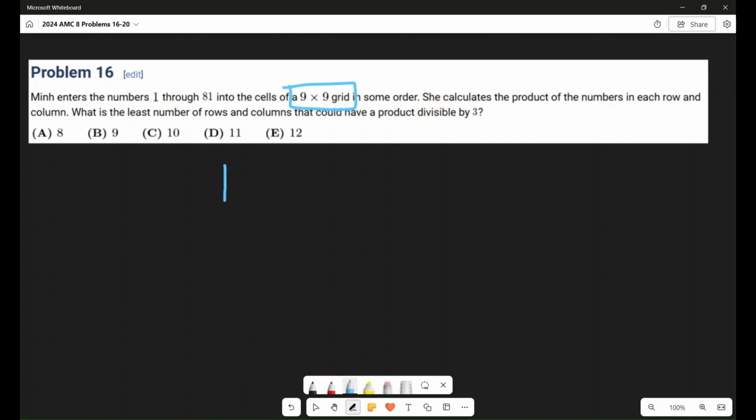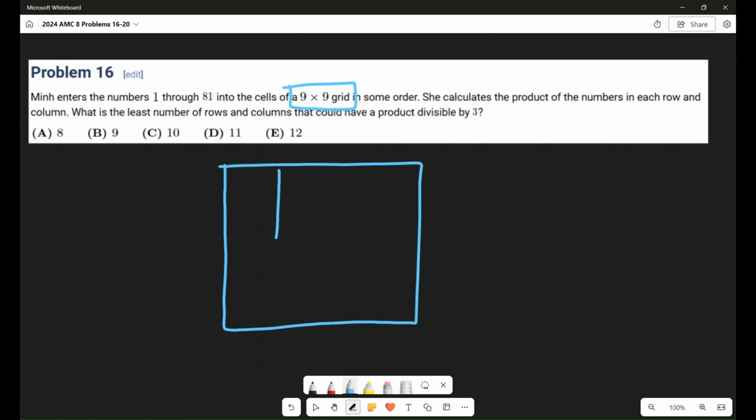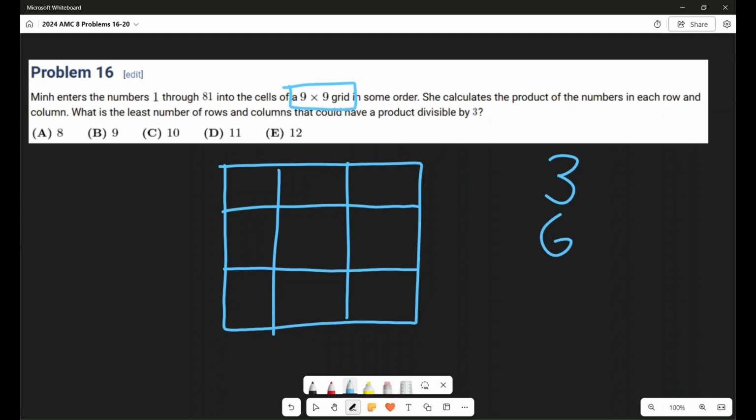So, let's start with a 3 by 3 grid. Let's say we want to place the numbers from 1 to 9. Well, how many multiples of 3 do we have? We have 3 multiples of 3: 3, 6, and 9. So let's place the first multiple of 3 in the top left corner.